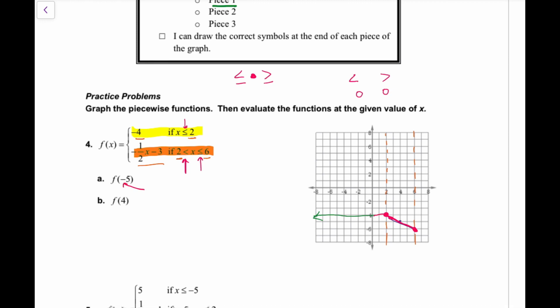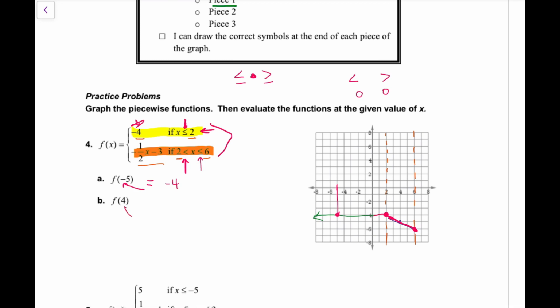Okay, now this is asking us to find the value of y. If x is -5, what is y? So we're looking at -5 here. -5 is right here. The y is going to be right here at -4. Another way you can look at it is from the equations. Since -5 is less than 2, we're going to use this equation here. So this is a -4.